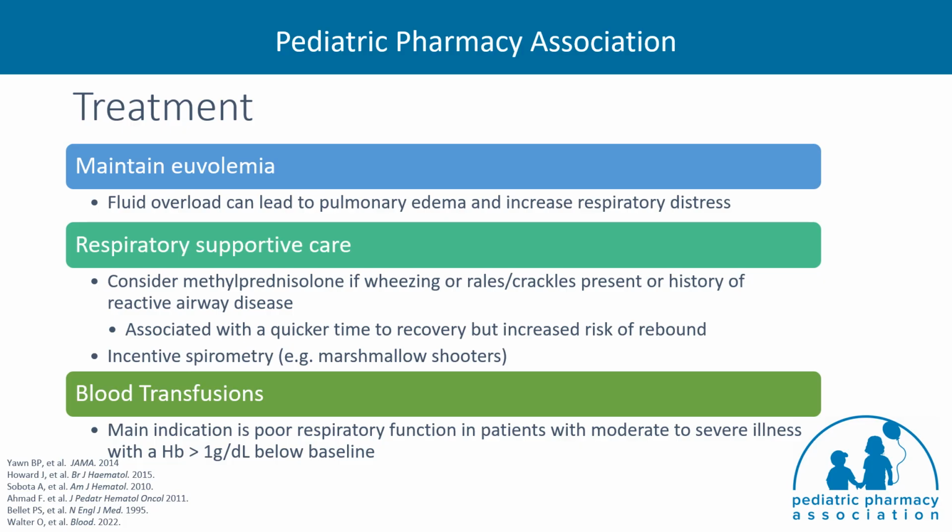And then finally, blood transfusions. So these can help improve the oxygen carrying capacity in patients with symptomatic acute chest syndrome if their hemoglobin is greater than 1 below their baseline. However, if that baseline hemoglobin is normal for them, blood transfusions may not be required.